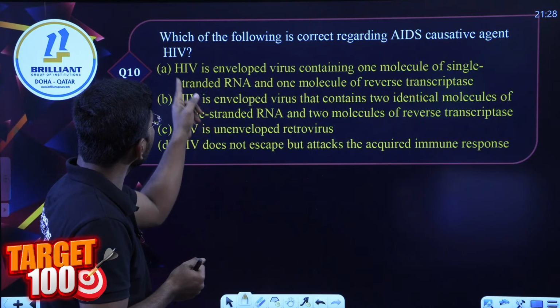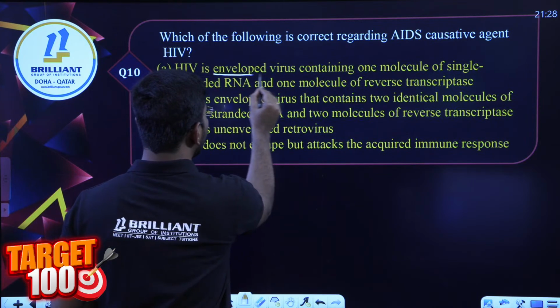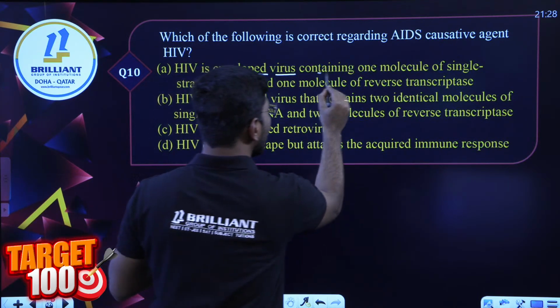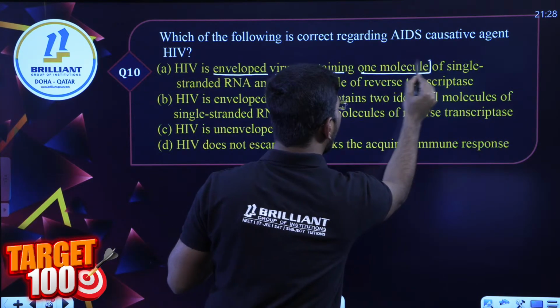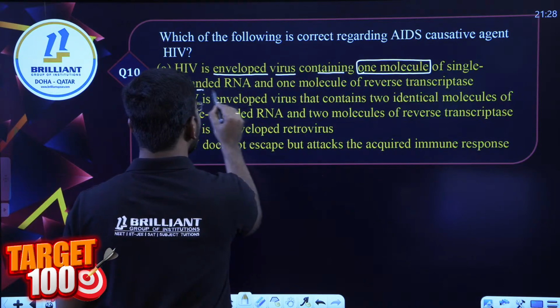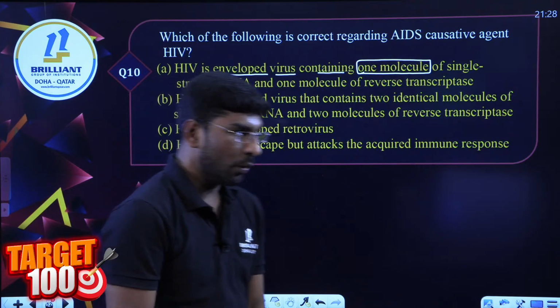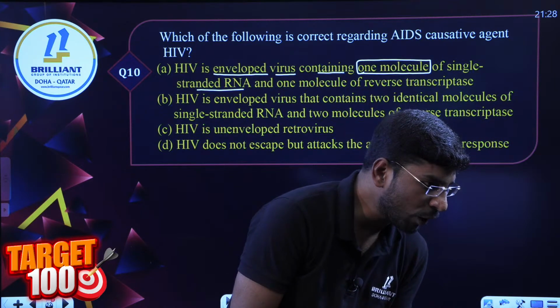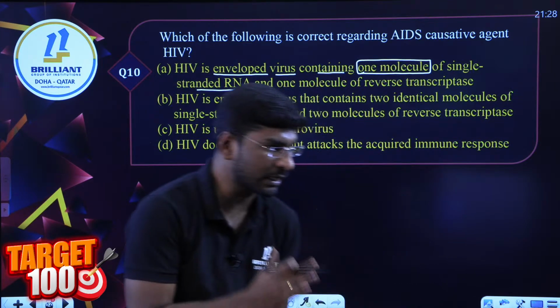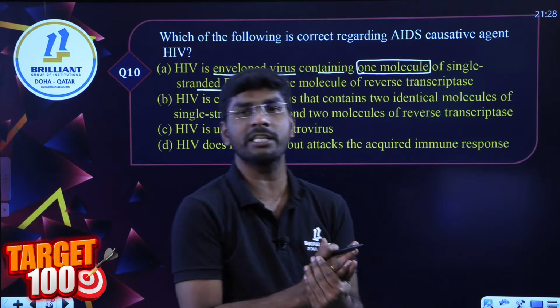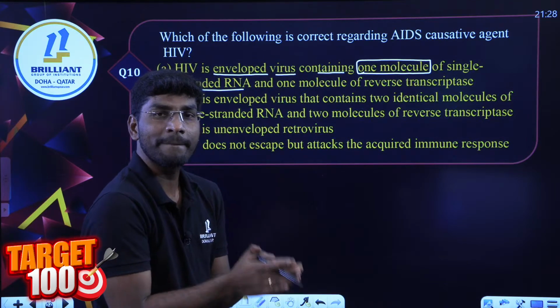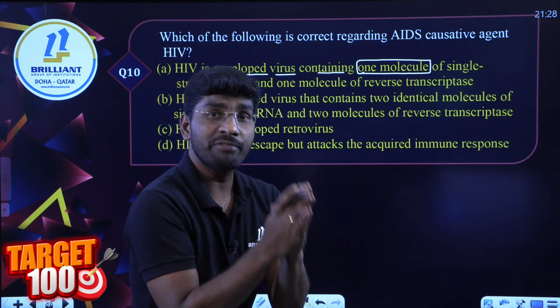All of you are telling HIV is an enveloped virus containing 1 molecule of single stranded RNA. Wrong. Whoever is telling A, wrong. Option B, Sareem, absolutely correct. Hadia, it's not correct, beta. Look here carefully. HIV virus.